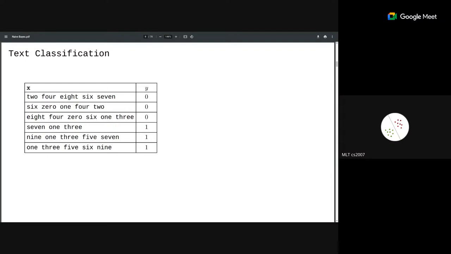Any guesses, anyone? Okay, even and odd, that's an interesting answer. Okay, majority, odd, or even words, right? That's the exact answer. Okay, that's correct. So you look at each.